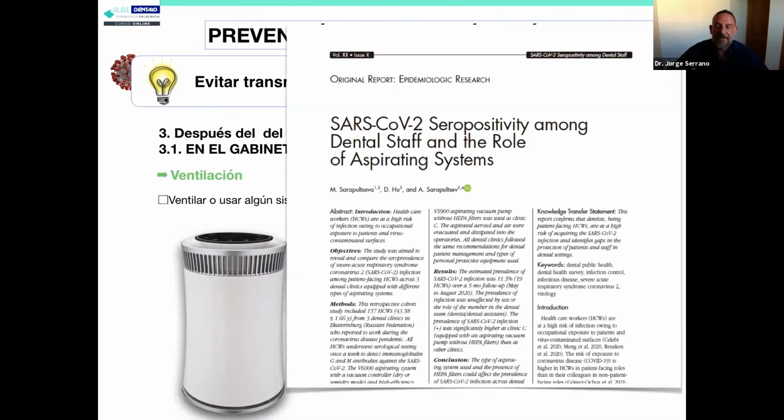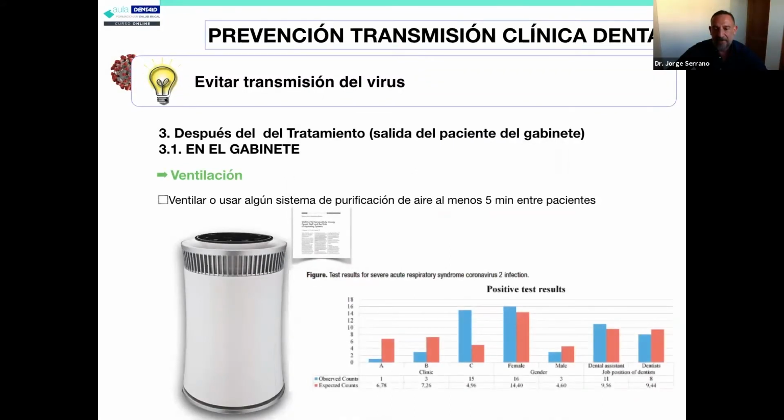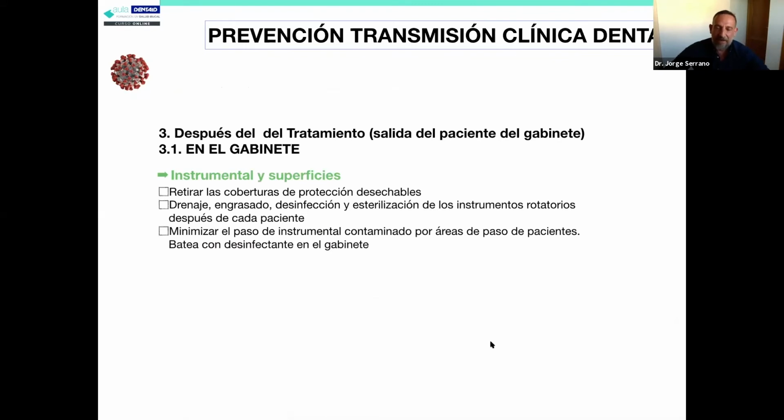Are these systems really effective? I would like to present this study. It's a retrospective cohort study, where they compared one operating room where they used a HEPA filter in the suction and the aspiration, and another room where they did not use the HEPA filter. Where they did not use the HEPA filter, the number of professionals, of dentists who were infected, was higher than expected. And the other way around, where they had the HEPA filter, lower than expected.